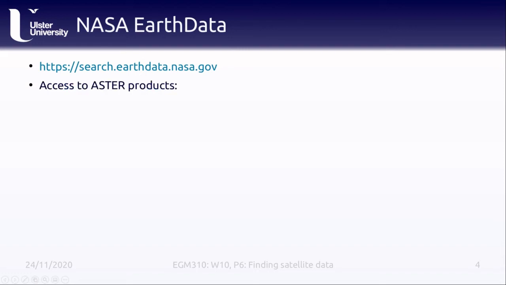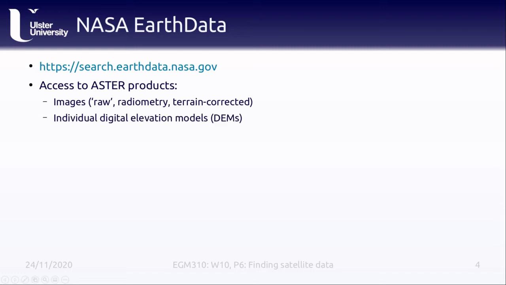The next site we'll talk about is NASA EarthData, which you can find at search.earthdata.nasa.gov. This site provides access to ASTER products, including the images, either raw, radiometrically corrected, or terrain-corrected images. You can also download individual digital elevation models, or DEMs, produced from a single ASTER scene. You can also download the ASTER Global DEM version 3, the most up-to-date global elevation dataset that's been produced from ASTER images.